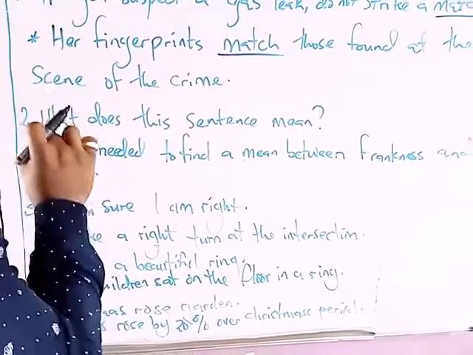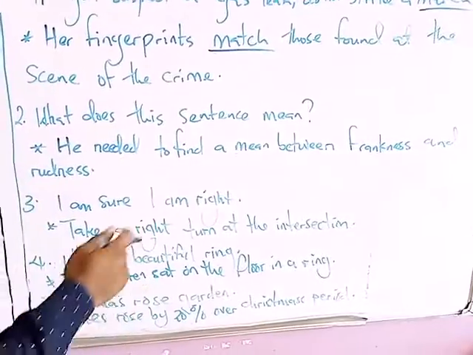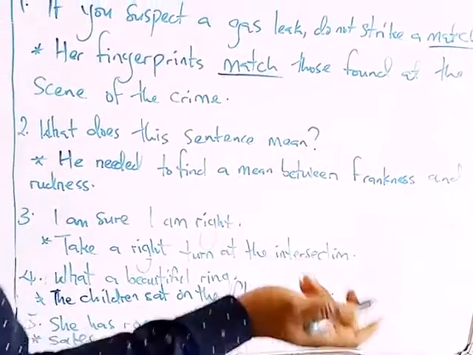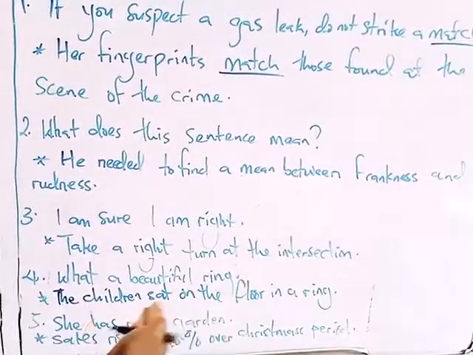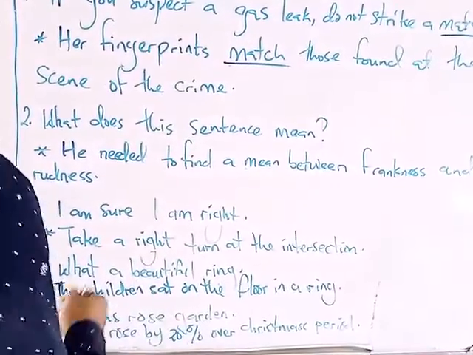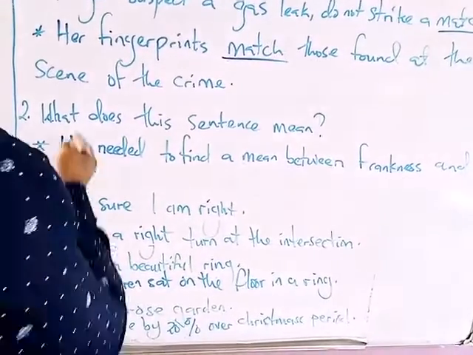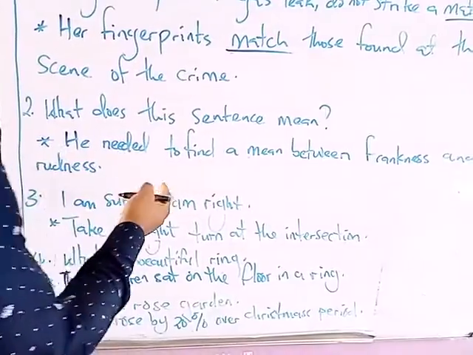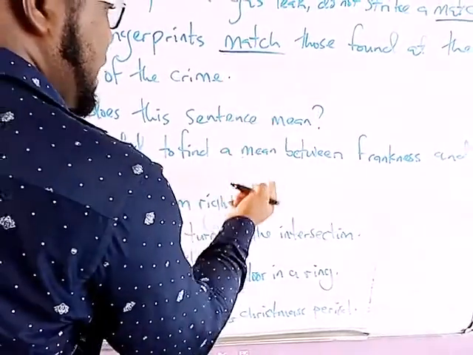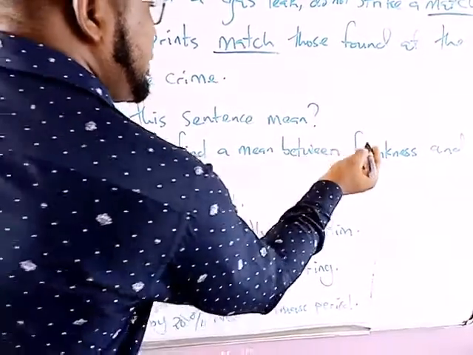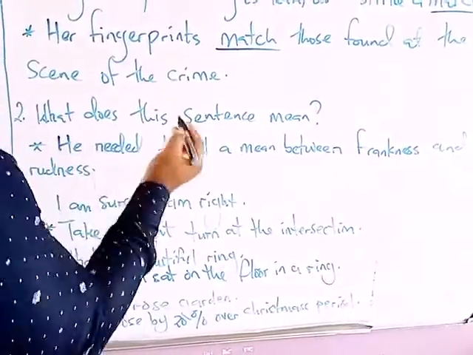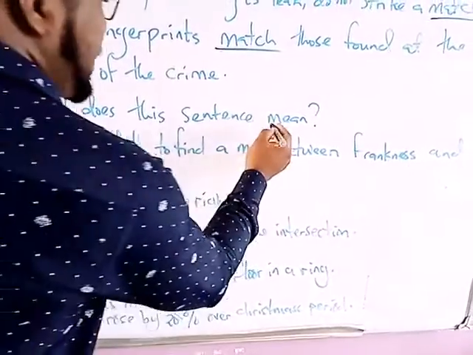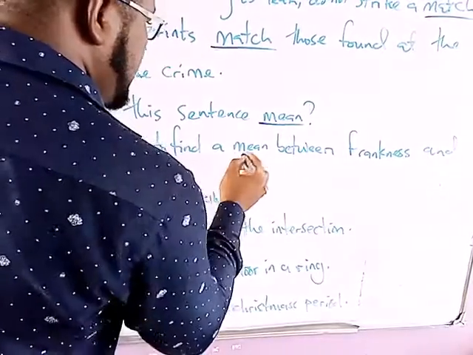Example 2. What does this sentence mean? It's a question trying to understand the meaning of a particular sentence. The second pair says, he needed to find a mean between frankness and rudeness. Now, the 2 pair can be identified here as mean.